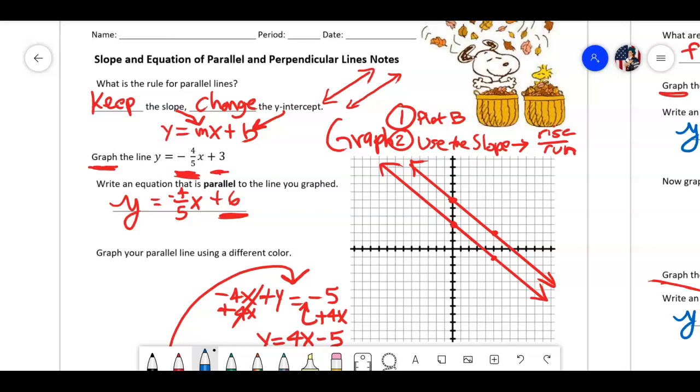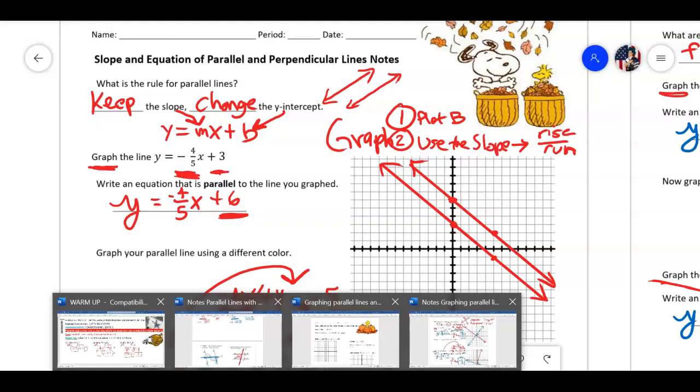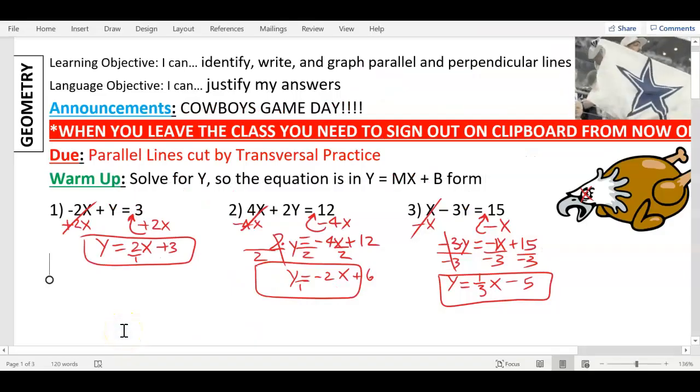Now you'll notice the very first equation is ready to go. It's already y equals, right? But if you look at the one on the bottom, you have to actually solve that kind of like number 1 on your warm-up. So the bottom of the front page is like number 1 on your warm-up. You got to solve it for y first.